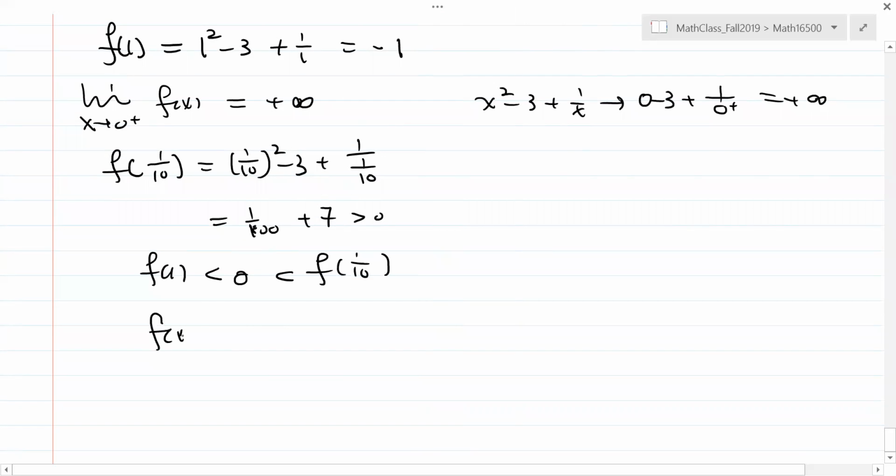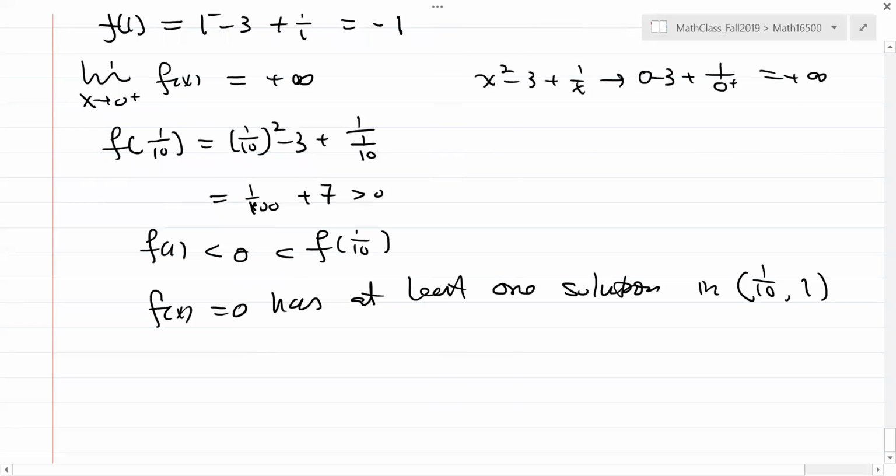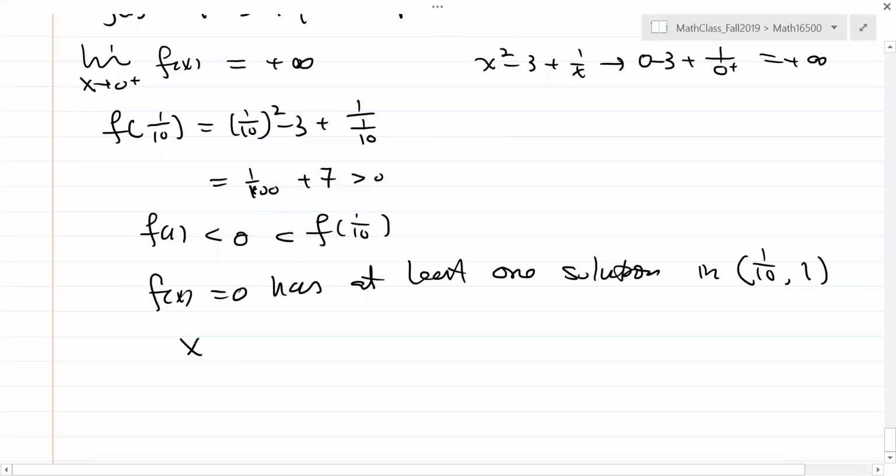So that means f of x equals 0 has at least one solution in the interval from 1 over 10 to 1. So you get a solution. It's guaranteed there is one solution there. Okay? It's hard to solve because it is not a quadratic function. This equation, x squared minus 3 plus 1 over x equals 0, indeed has a solution between 1 over 10 and 1.